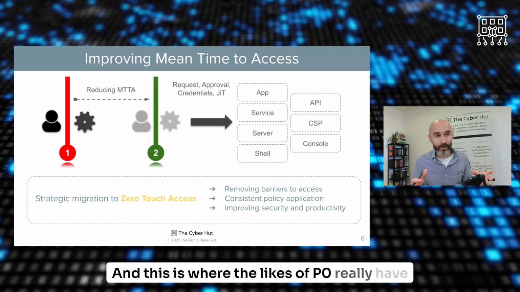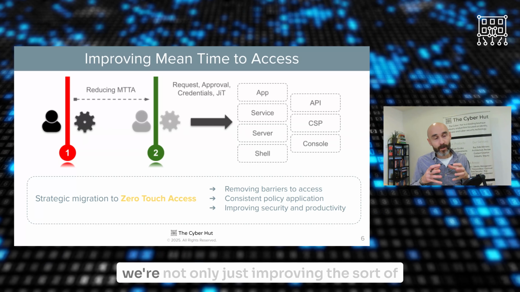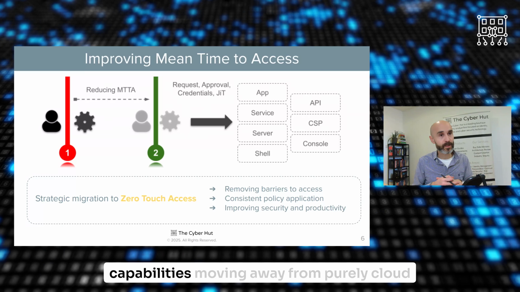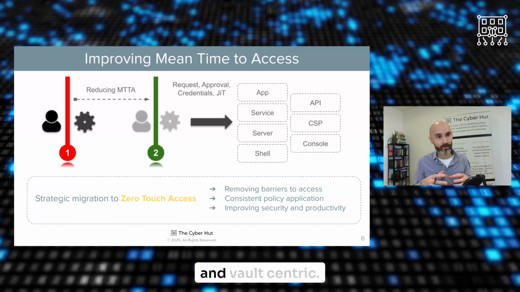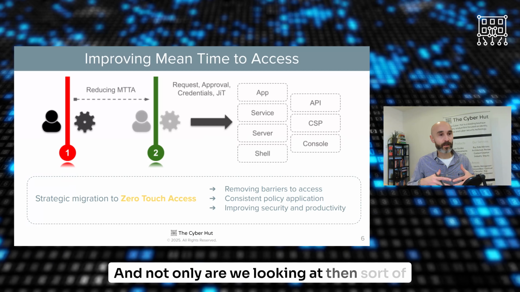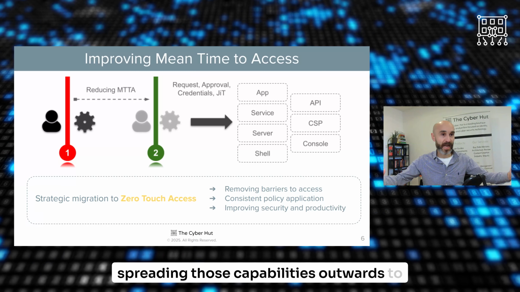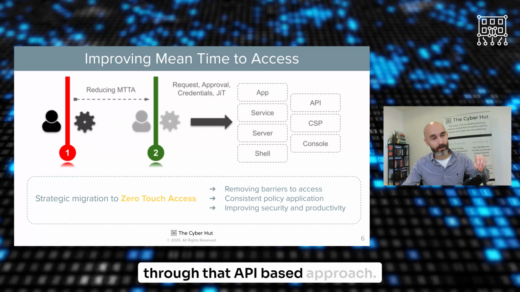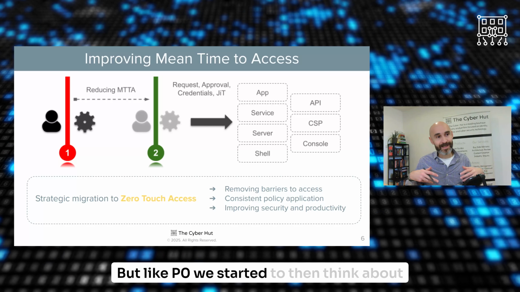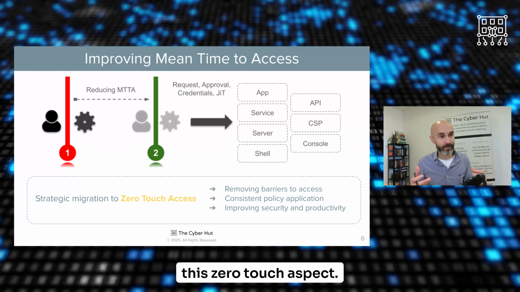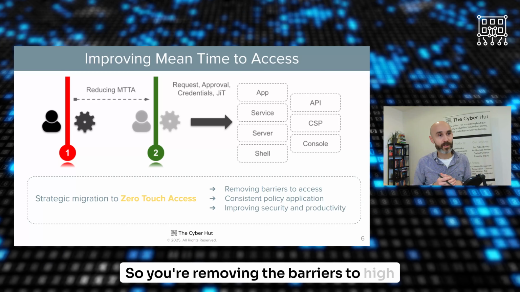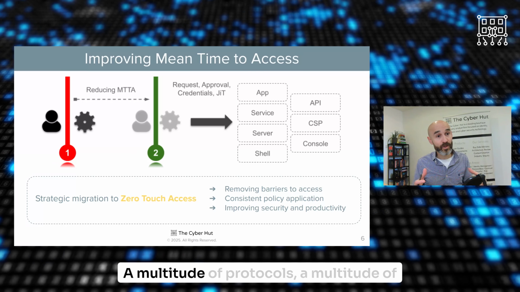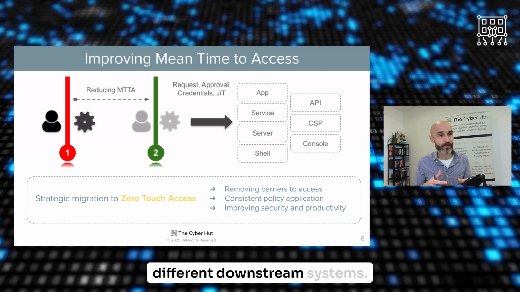And this is where the likes of P0 really have quite an interesting approach here, because we're not only just improving the coverage of the privileged access management capabilities, moving away from purely cloud and vault-centric. Not only are we looking at spreading those capabilities outwards to cloud, to SaaS, to cloud service providers through that API-based approach, the likes of P0 are really starting to think about this zero-touch aspect. So you're removing the barriers to high privileged access. You're having a consistent policy there, which is covering a multitude of protocols, a multitude of different downstream systems.